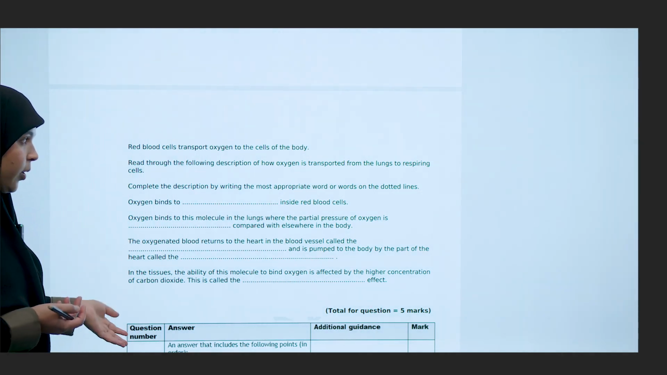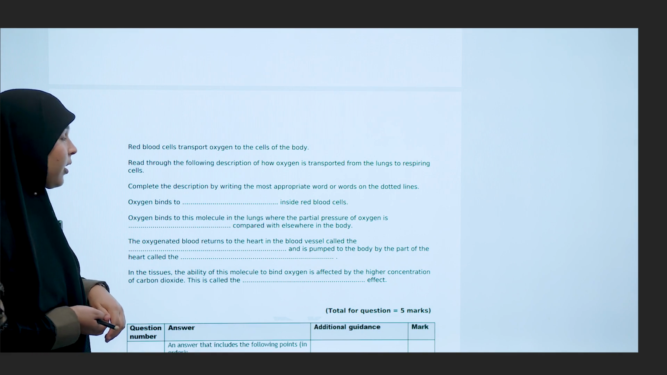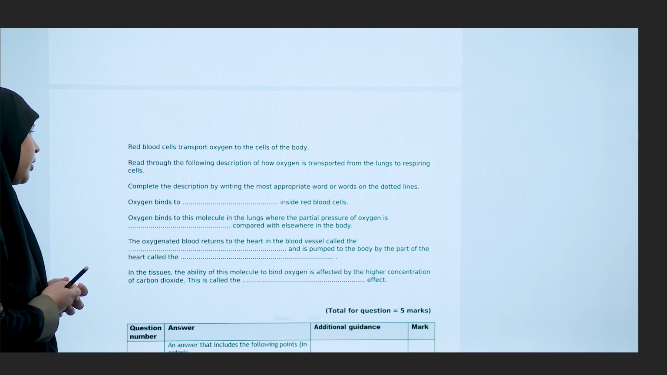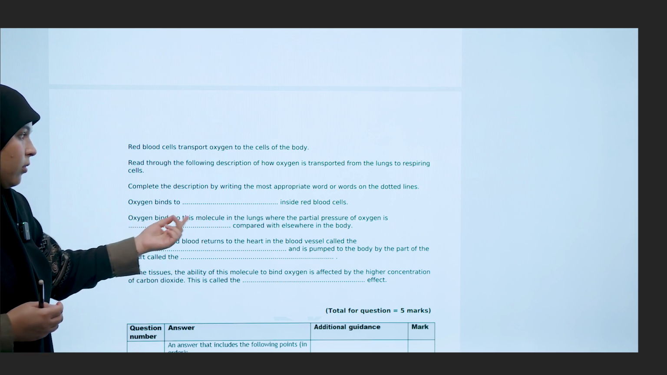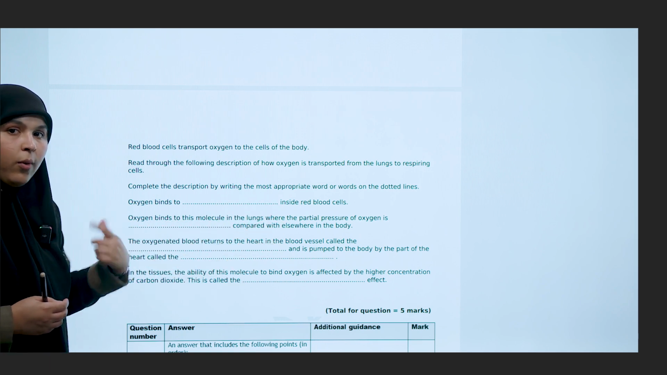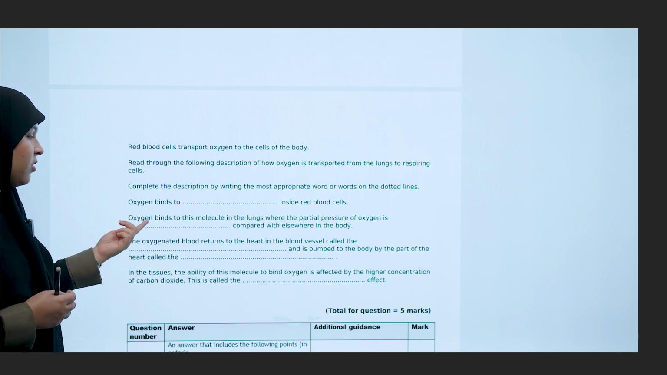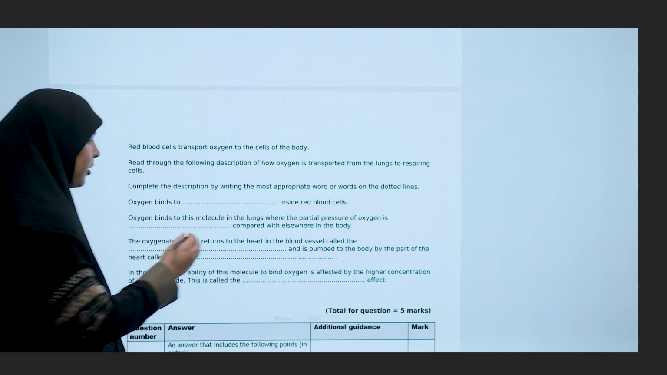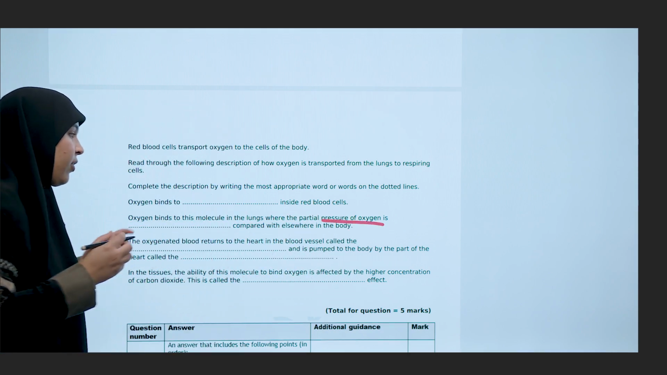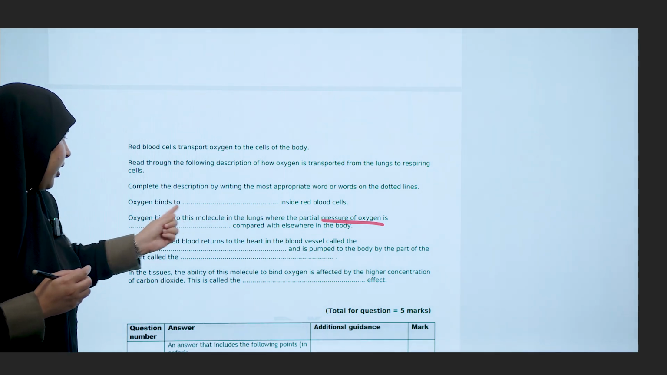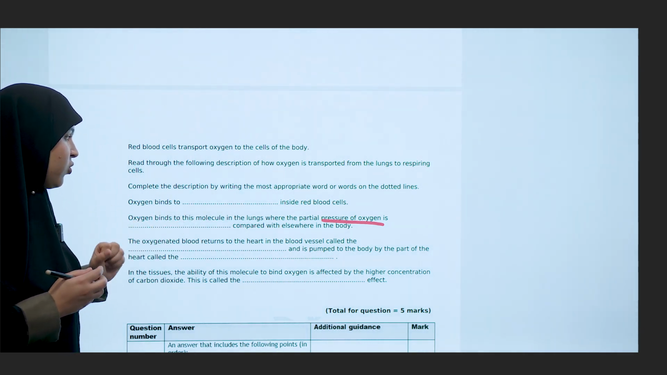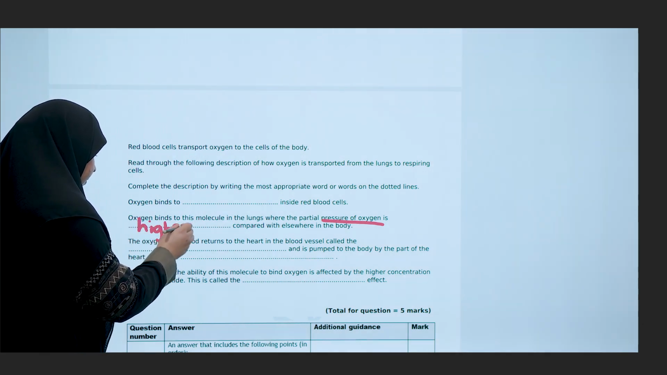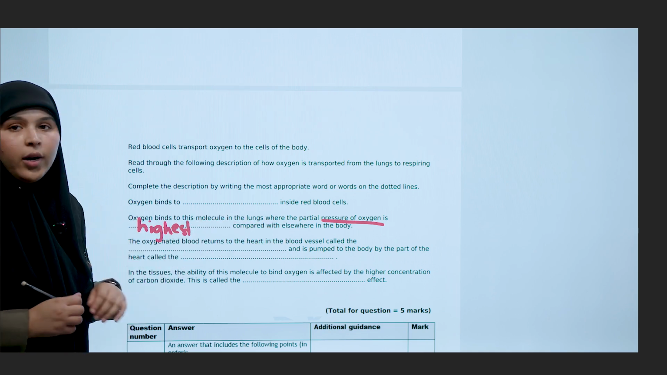Read through the following description of how oxygen is transported from the lungs to the respiring cells. Complete the description by writing the most appropriate words. Oxygen binds to where? Into hemoglobin, right? Inside the red blood cells, or erythrocytes. It binds to this molecule in the lungs, where the partial pressure of oxygen is... Now let me tell you something. The partial pressure of oxygen, it's highest where? In the lungs, right? So oxygen binds to this molecule in the lungs, where the partial pressure of oxygen is highest, compared with elsewhere in the body.